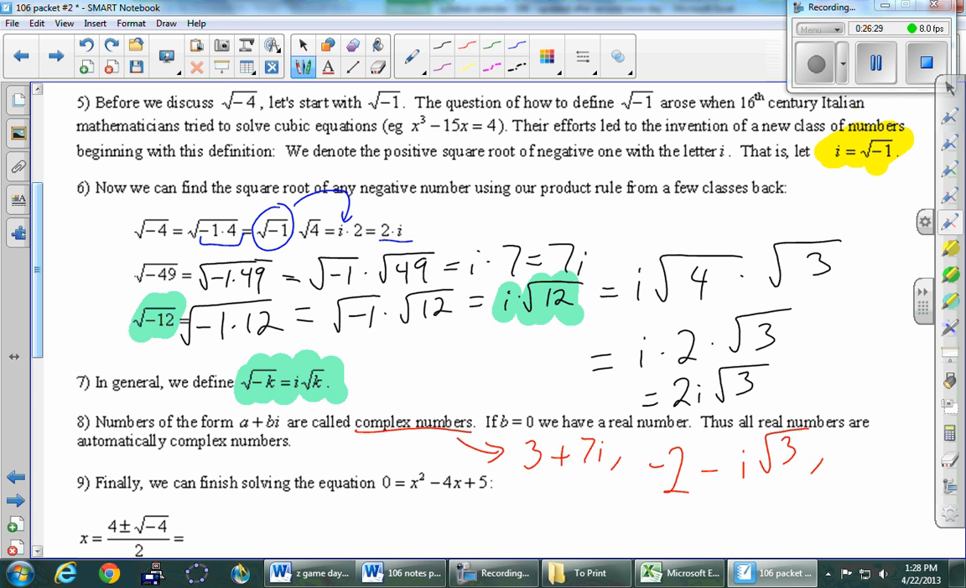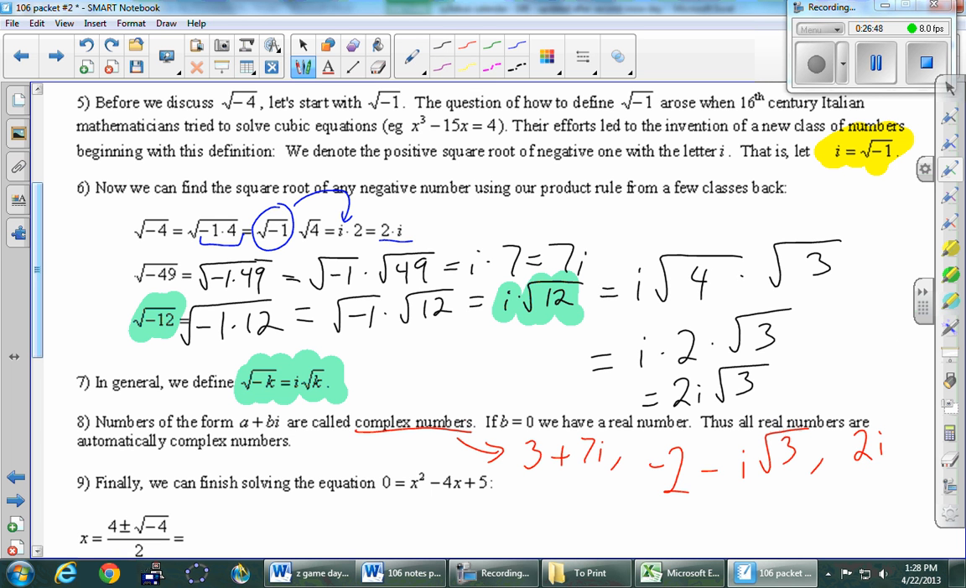How about 2i? Is that of the form something plus something times i? Yeah, what's the first something? How much is a if I don't have it written? It's 0. So 0 plus 2i is a perfectly good complex number.